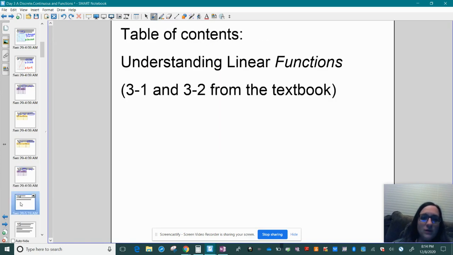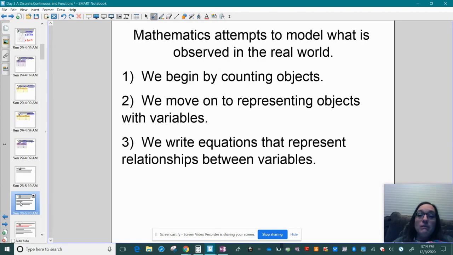All right, we can start the next one here. So those are those first 2 pages to glue in. We're on the second set of pages here, understanding linear functions. Mathematics attempts to model what is observed in the real world. So we start by counting objects, like we have been doing since elementary school, counting 1, 2. We move on to representing objects with variables, like we've been doing in middle school so far. We're getting to the point where we now write equations that represent relationships between variables.